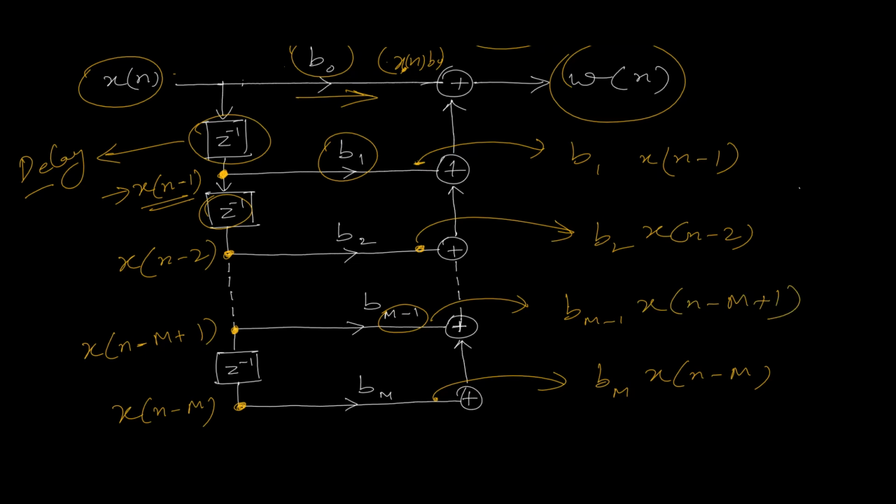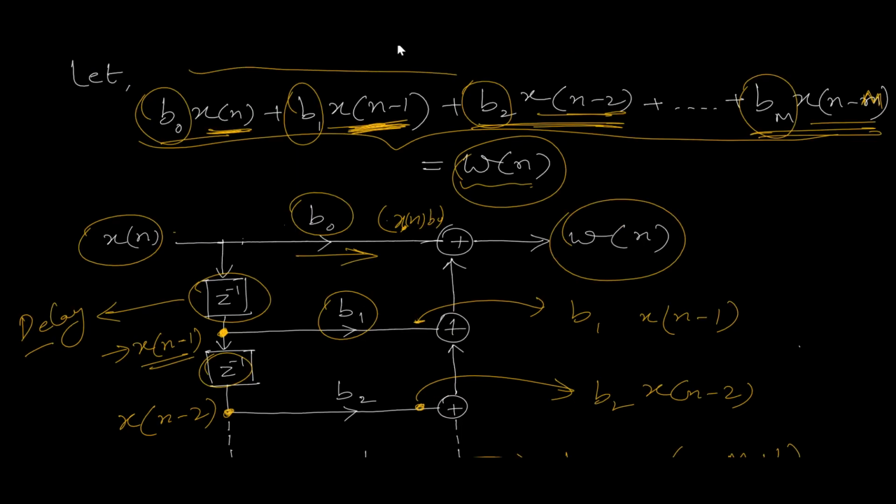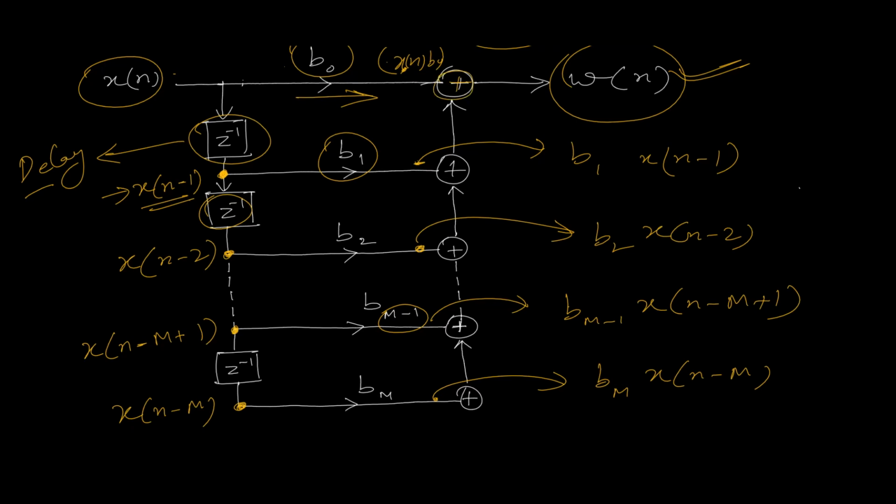If you see this equation, you can observe that all these values will get added up and result in w of n. So w of n is the output of this stage. We'll put summations here so that all these values get added up and result in w of n. So we have this output.